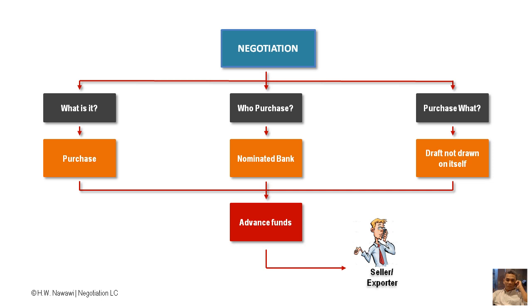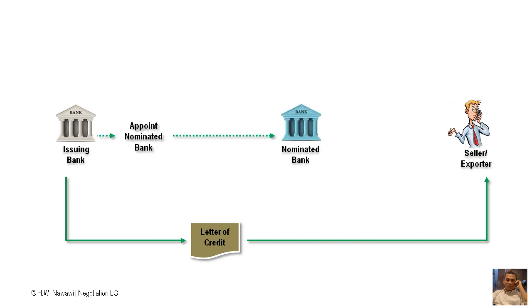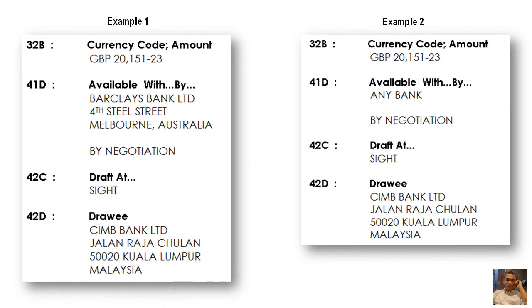Now, let's see how the negotiation LC operates. When the issuing bank issues a negotiation LC to a seller, the issuing bank will appoint the nominated bank. It can be a specific bank, or it can be any bank. This is an example of a negotiation LC. The nominated bank can either be specifically stated like in example 1 here, or it can be stated as any bank like in example 2.